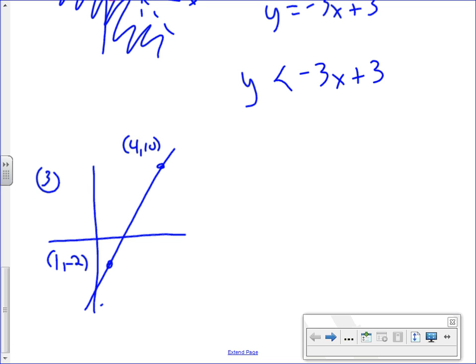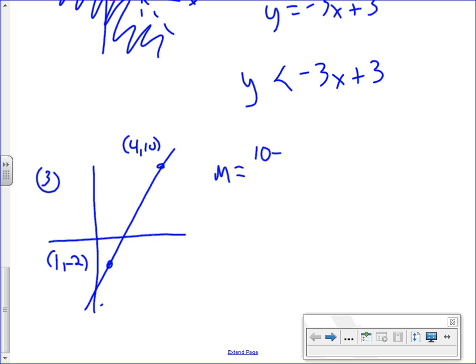If you can't read the y-intercept, then you're going to need to use probably the point slope form. But first, you need to find the slope. If you're on a piece of graph paper, you can count the rise and the run. If you're not on graph paper, then let's just remember the slope formula. I'll start with this one.